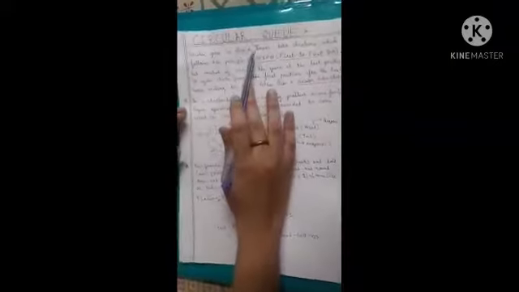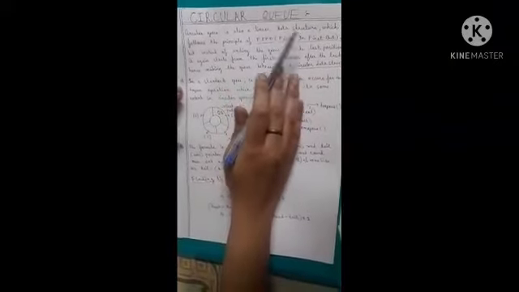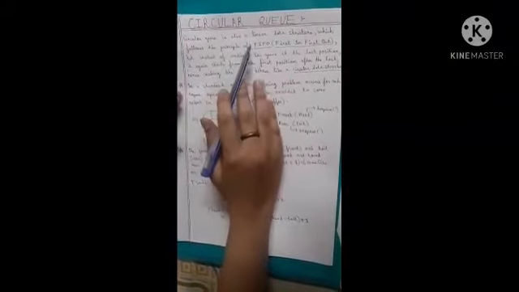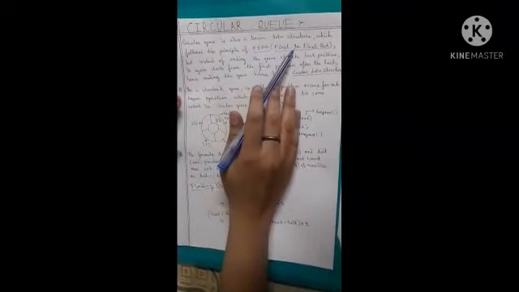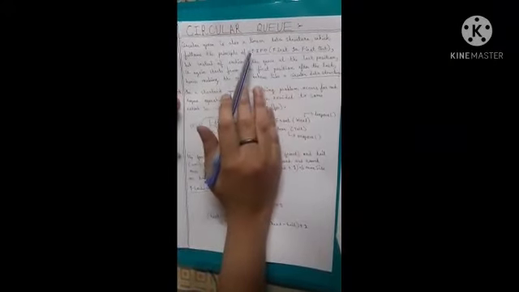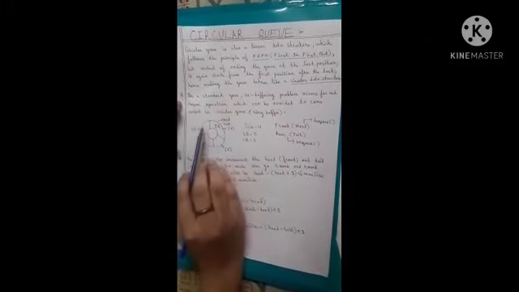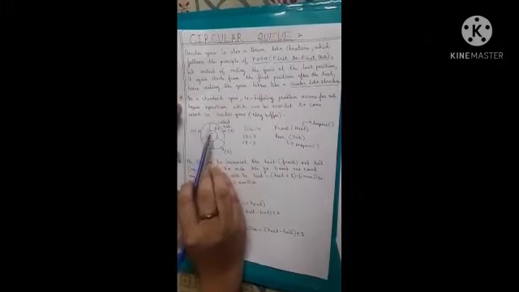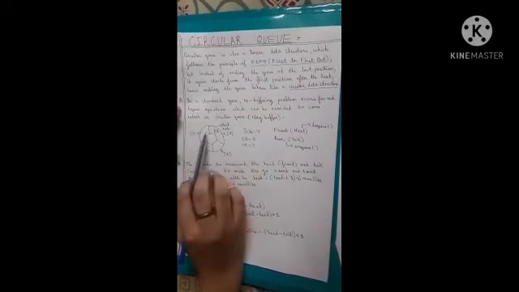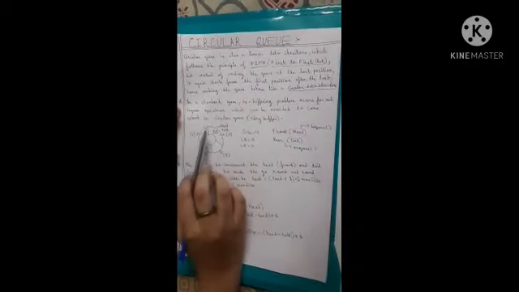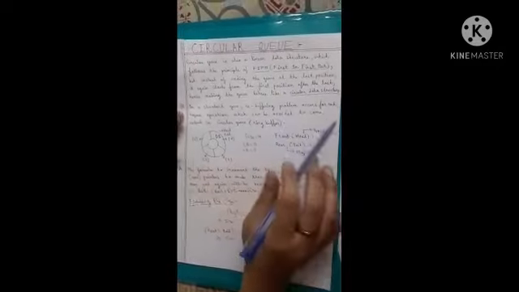Circular queue is also a linear data structure. It also follows the principle of FIFO, first in first out. But here it does not end at the last position. After the last, it again starts from the first position. That is, the last position is connected back with the first position. Hence, it behaves like a circular data structure.